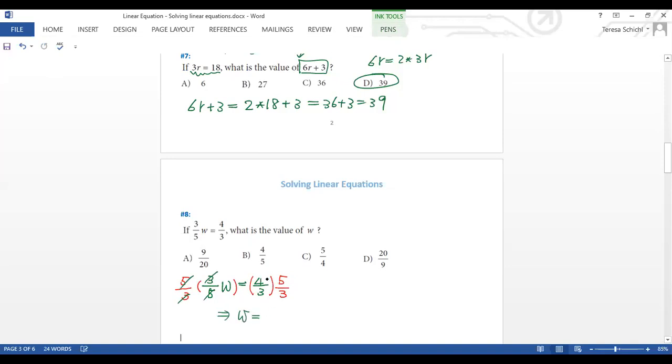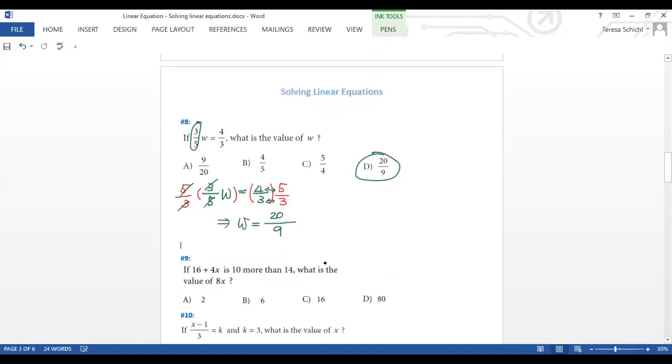So now how do you do that? You multiply the numerators, you multiply the denominators, nothing can cancel there. So it's 20 over 9. So the answer is D. What this one tries to test is how to simplify a coefficient with fractions. Be very careful, because this is a 3/5 in front of the W. That's why you multiply by 5 over 3 here. Okay, got it? Good.